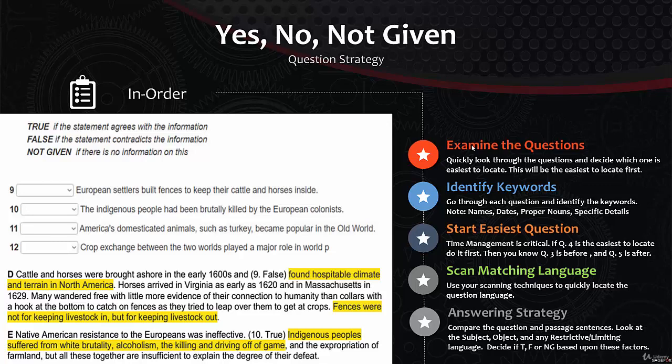Number 10 says the indigenous people have been brutally killed by the European colonists.